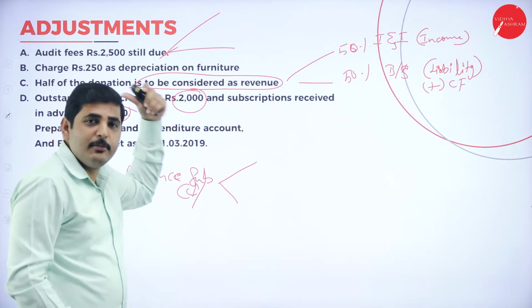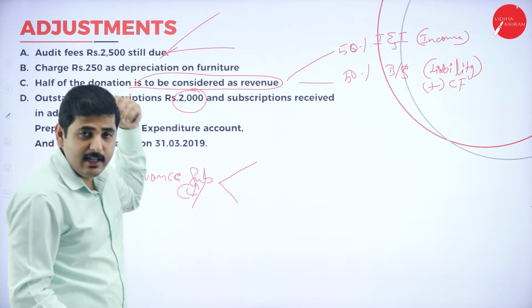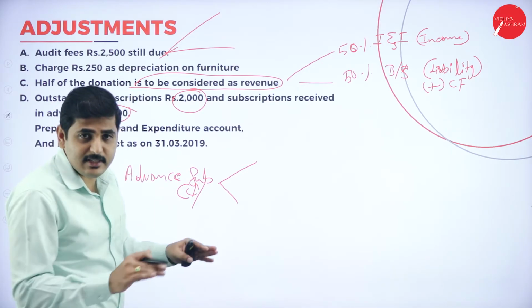Current year advance, previous year advance: add. Current year advance: deduct. Previous year outstanding: deduct. Current year outstanding: add. So it is vice versa, the opposite.